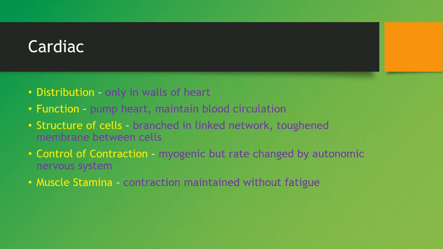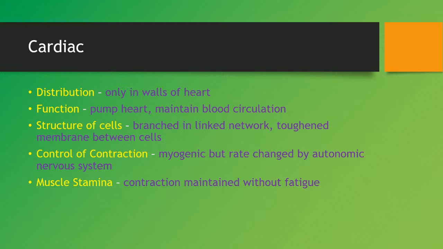Cardiac muscle, then, is only found in the walls of the heart. Its function is to make sure blood keeps being pumped around the body and to maintain blood circulation. The structure of its cells is that they are branched in a linked network, and they have a toughened membrane between cells.